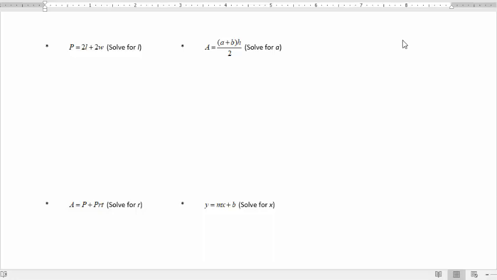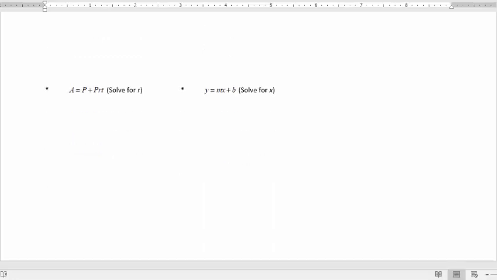All right, so this one here with A equals (a plus b) times h divided by 2, that's a little bit more complicated. So maybe save that one for the end, and we'll look at these two first. All right, so A equals P plus PRT, solve for r. Well, that formula is the simple interest formula. The amount that you have is what you started with plus what you started with times the rate times the time. And again, note that I could solve this for P, r, or t because there's three other variables that I'd be able to solve for.